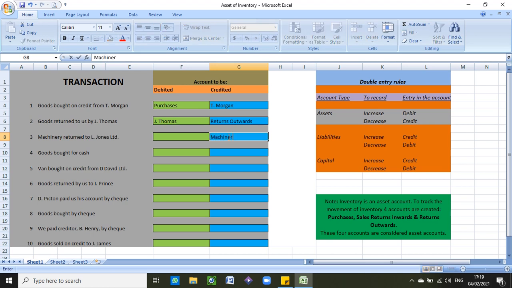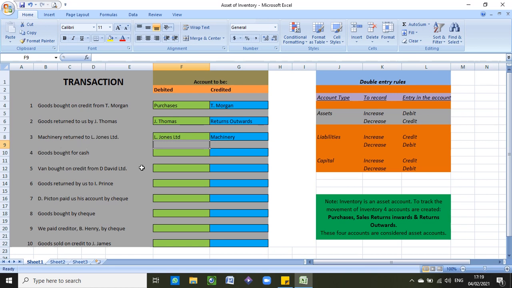Machinery. What will I debit? To whom did I return it? I returned it to L. Jones Limited, which is a liability. So now I owe L. Jones Limited less. The following transaction, goods bought for cash.